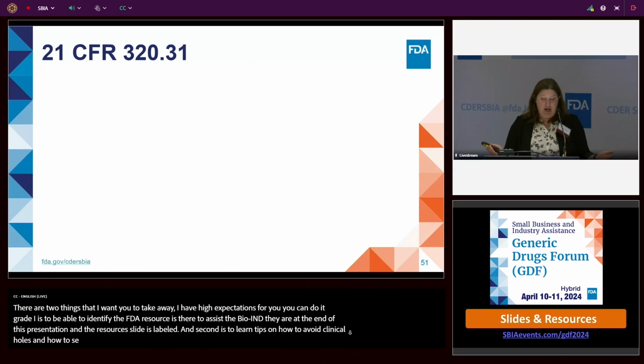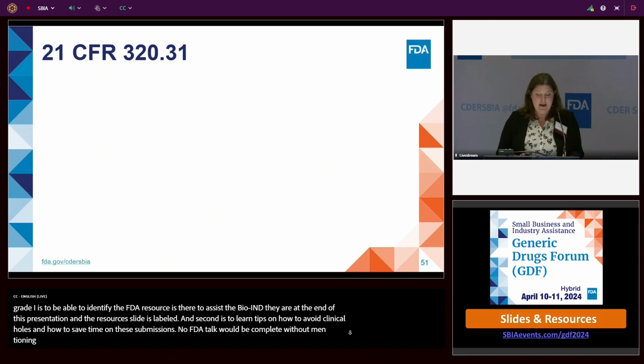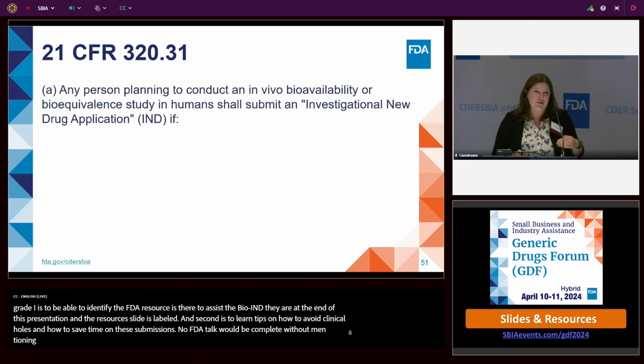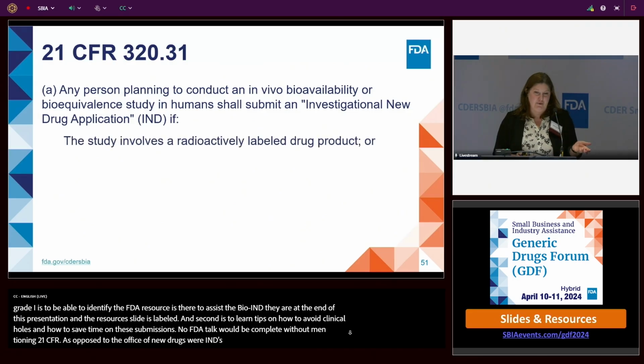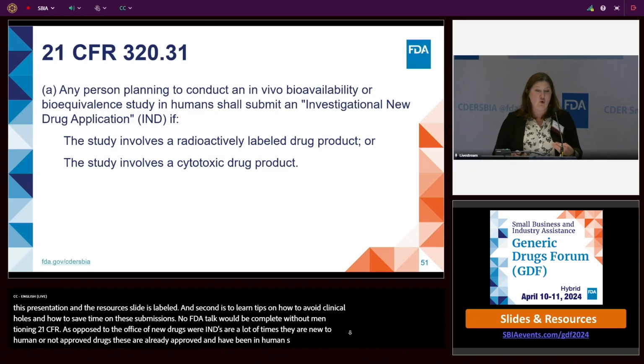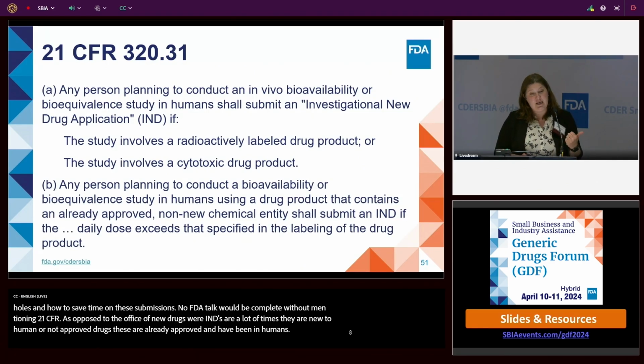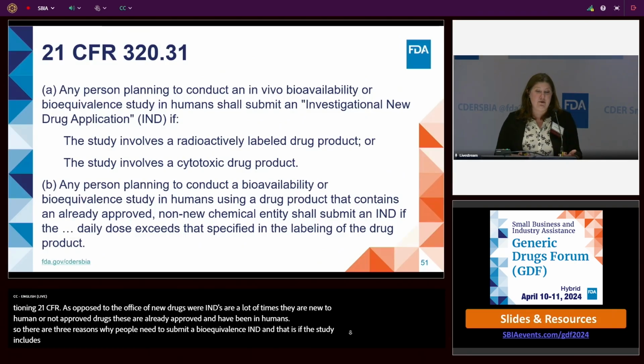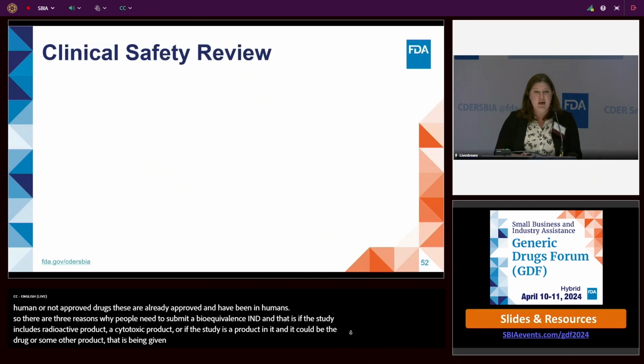No FDA talk would be complete without mentioning 21 CFR. This is my obligatory slide. I did it. As opposed to the Office of New Drugs, where INDs are a lot of times new to human or not approved drugs, these are already approved. They've already been in humans. There are 3 reasons why people would need to submit a bioequivalence IND. That is if the study includes a radioactive product, if it includes a cytotoxic drug product, or if the study has a product in it, and it could be the drug or some other product, that is being given above the dose that is recommended on the labeling.